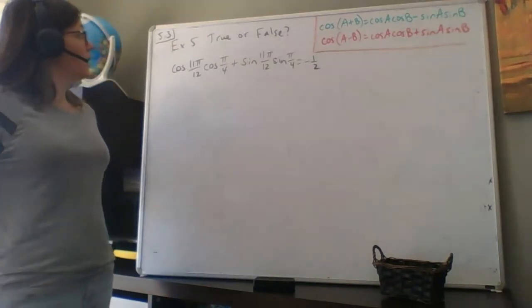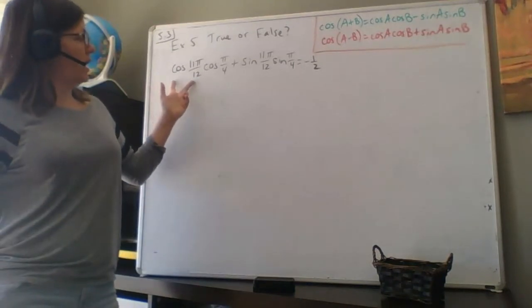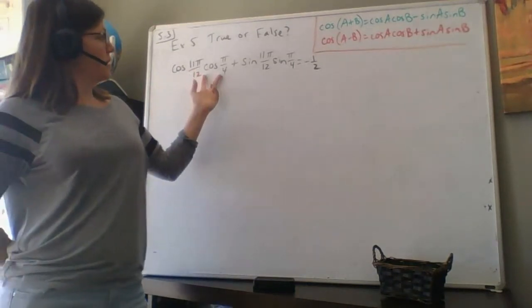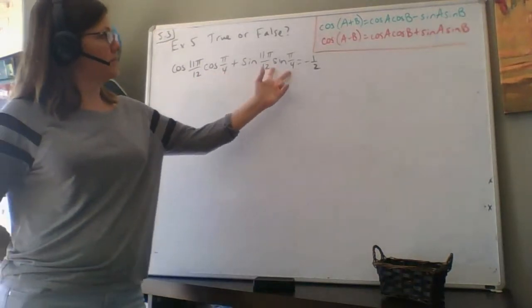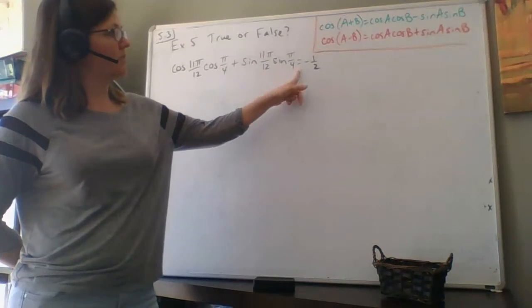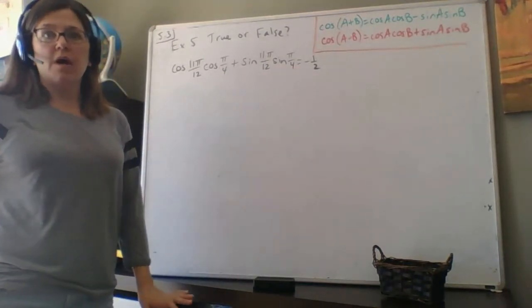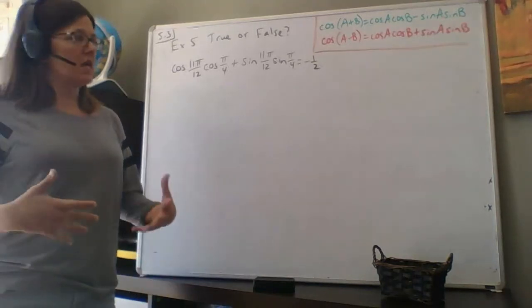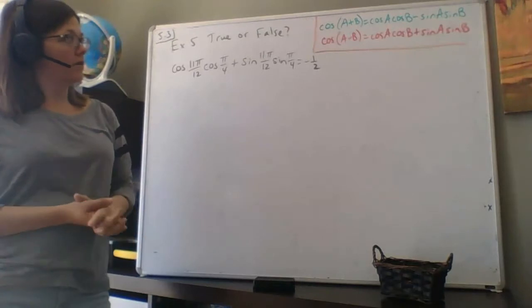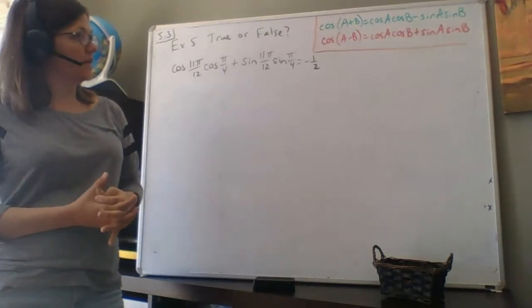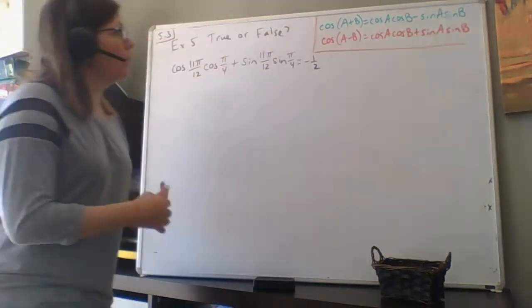Example 5 is true or false. Cosine of 11 pi over 12 cosine pi over 4 plus sine 11 pi over 12 sine pi over 4. And we want to know, does that equal -1/2? So this is a great time to pause and see if there's a connection to any of the cosine sum and difference identities. Let's take a look at what we might notice.